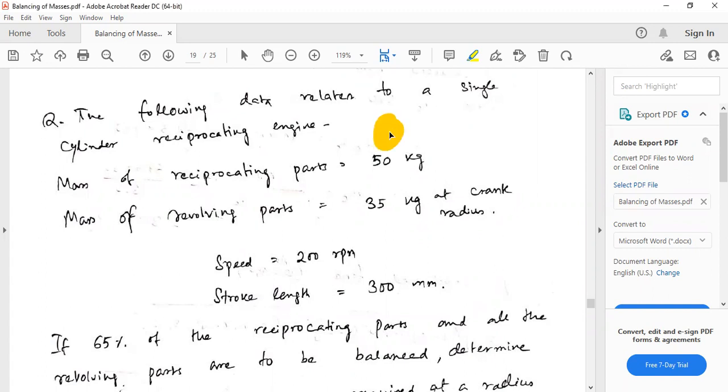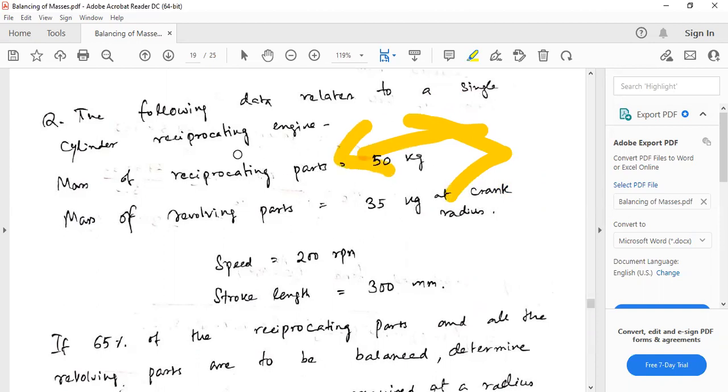This is the crank. This is the connecting rod, and this is the piston. So this is the part we have to balance. Here the masses of the reciprocating part and the revolving part are given. Mass of the reciprocating part is 50 kg. Whatever is reciprocating here, the to and fro motion, is 50 kg.